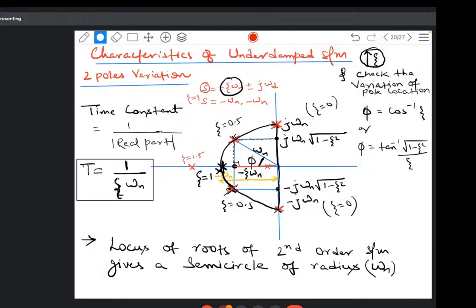Now the last part of this particular concept is the performance specification parameters of an underdamped system. Okay, performance specification parameters of a second order underdamped system. Now what are the performance specification parameters? These are the specifications which will give me the performance analysis of a second order underdamped system. So the first one is the delay time.